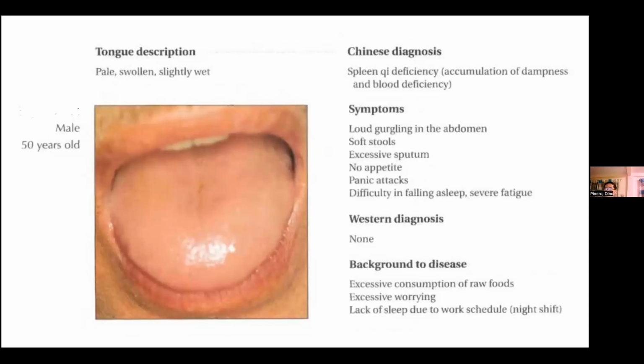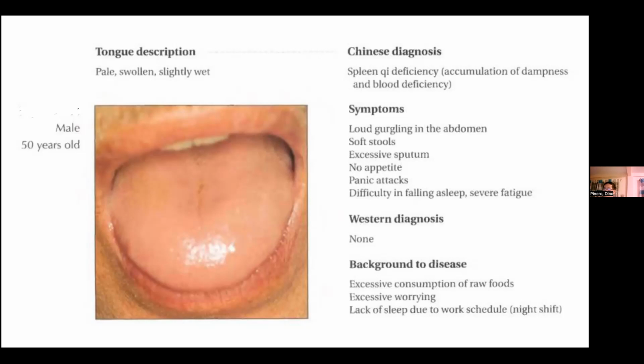Next patient is a male, 50 years old. Ang tongue is pale, swollen, and slightly wet. This indicates that there is a spleen qi deficiency, which is accumulation of dampness and blood deficiency.